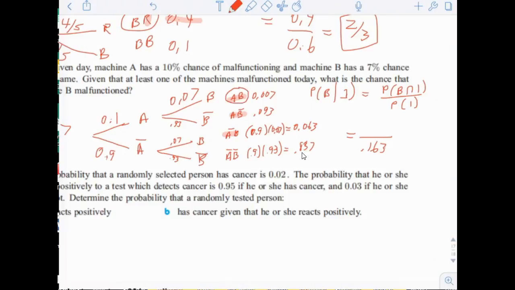So it would be these two, right? It wouldn't be the not B one. So it would be 0.007 and 0.063, which gives 0.07. So the top would be 0.07. The bottom is 0.163. So let's divide that out, and we get 0.429. Okay, so that's the probability that B is the one that malfunctioned if at least one malfunctioned.